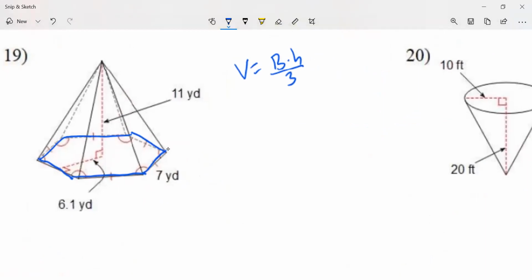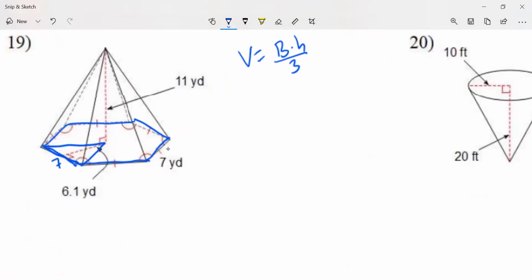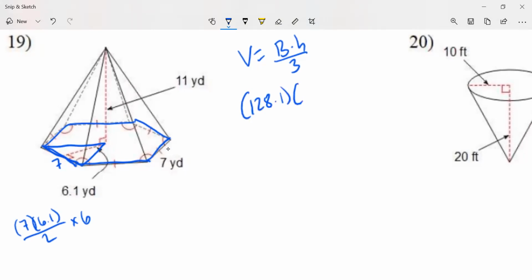And I know for regular polygons, I have to get this triangle here. I know each measurement outside is 7. So if I'm just looking at that triangle, I'm going to go 7 times 6.1 divided by 2 for just one triangle. For the whole base, I'm going to multiply this by 6 because there are 6 sides. So let me go 7 times 6.1 divided by 2 times 6. So I'm gonna get the area of the base is 128.1. The height is 11.